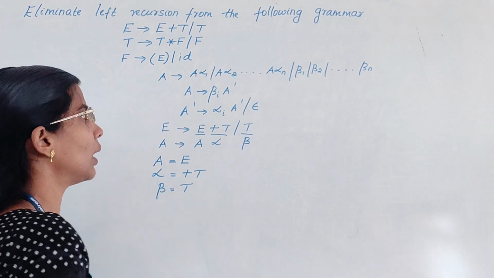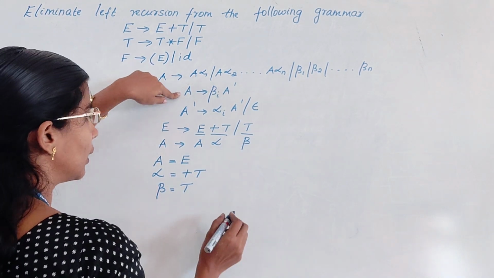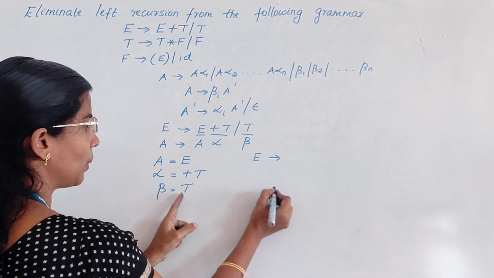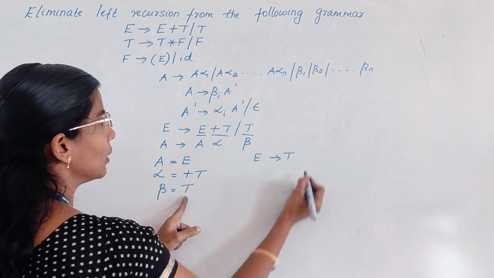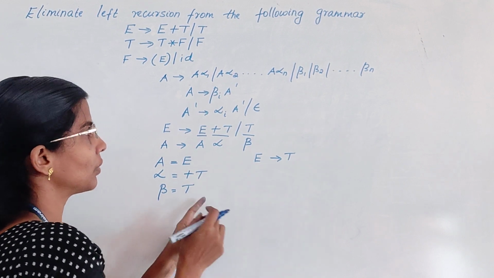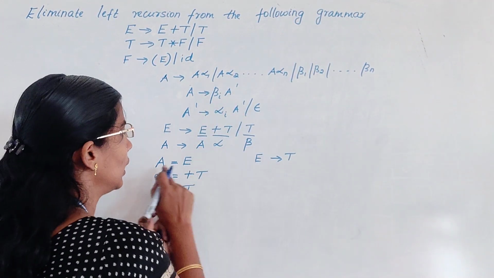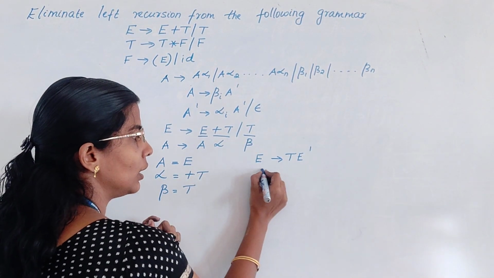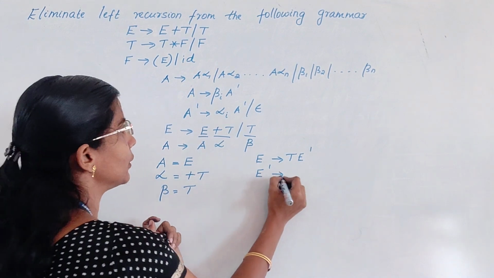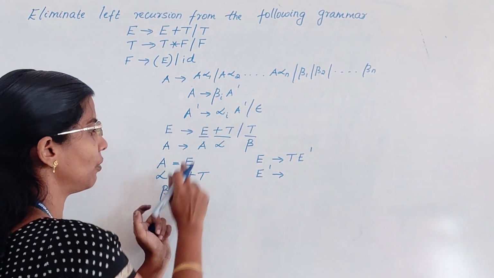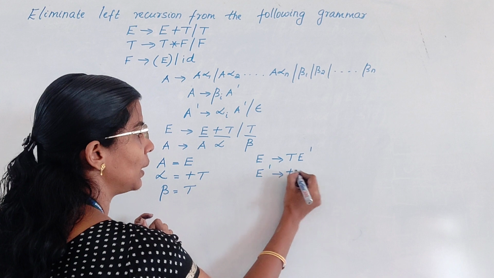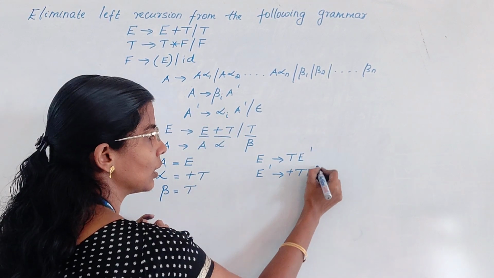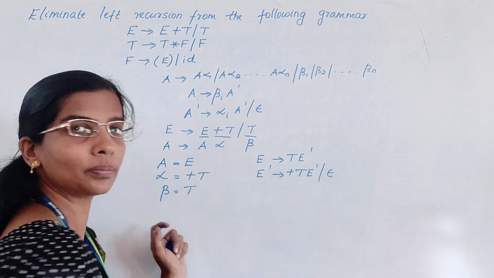Now substitute in the formula. What is my A? It is E. What is my beta? T. Then A dash. If A is equal to E, what about A dash? It is E dash. Now what is E dash? It tends to alpha. What is my alpha? Plus T. Plus T, A dash. That is E dash, or it is epsilon.